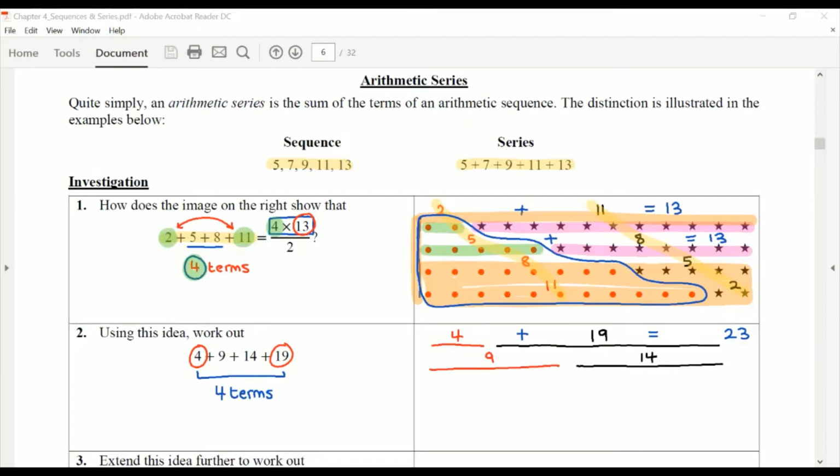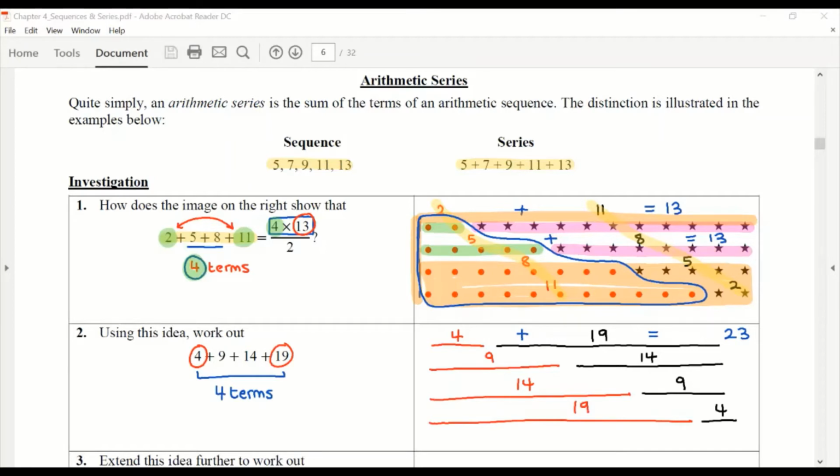And in the third row, I would have 14 red dots and 9 black stars. And then in the final row, so it ends naturally, doesn't it? In the final row, I would have 19 red dots and 4 black stars. And that would give us the rectangle.